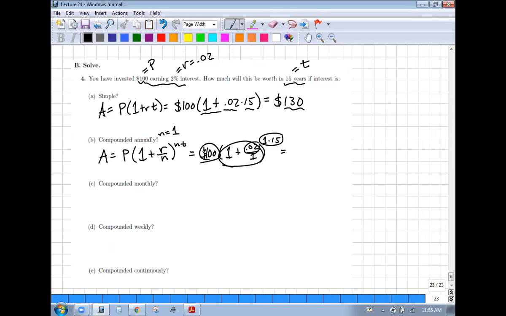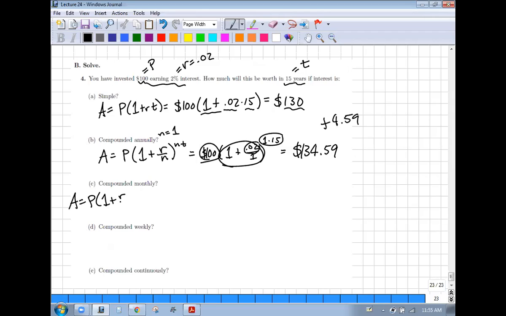Now I multiply that by 100. And I get $134.59. So notice I get an extra $4.59. That's from the interest on the interest on the interest. On that 15th year, you're collecting interest on interest 15 times over again. Okay. But what if we compound monthly?